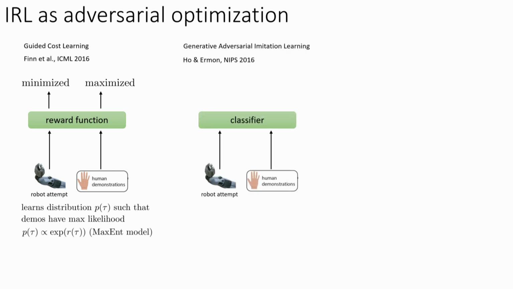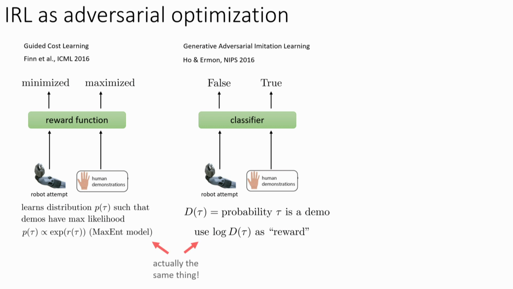The method that just uses a regular discriminator is called generative adversarial imitation learning. Very similar deal, it takes in policy samples and demonstrations, and it has a classifier that tries to make the samples look as false as possible and the demos look as true as possible, where D of tau is basically the probability that tau is a demo. And then you use log D as the reward. So they're basically the same thing, just with different representations for D. Over here, the D is represented with this ratio. Over here, it's just represented as a binary classifier.